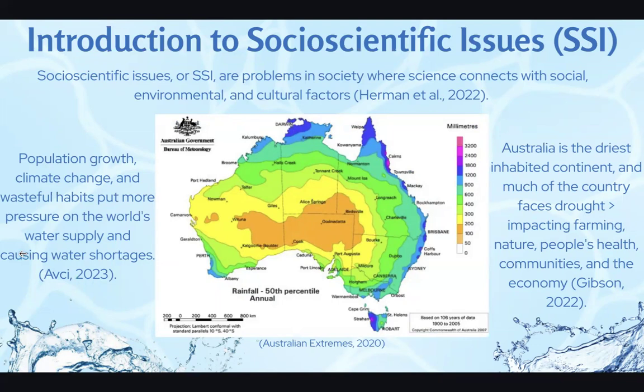Water use is a big sustainability challenge in Australia, as it is the driest inhabited continent and much of the country faces drought, which impacts farming, nature, people's health, communities, and the economy. AVSI 2023 found that population growth, climate change, and wasteful habits are putting more pressure on the world's water supply and causing water shortages. Everyday actions like taking long showers and using the washing machine all add up. Cutting back on these can help the environment and save money.